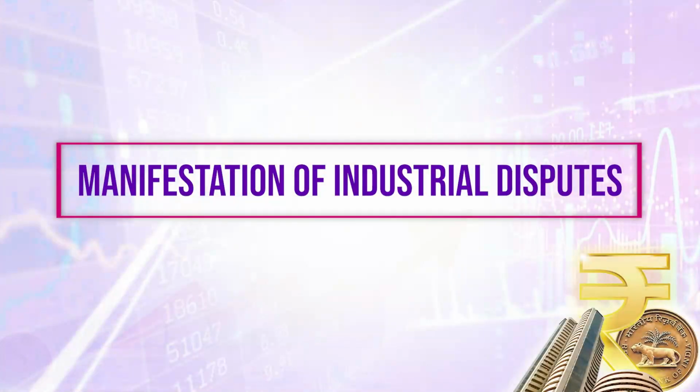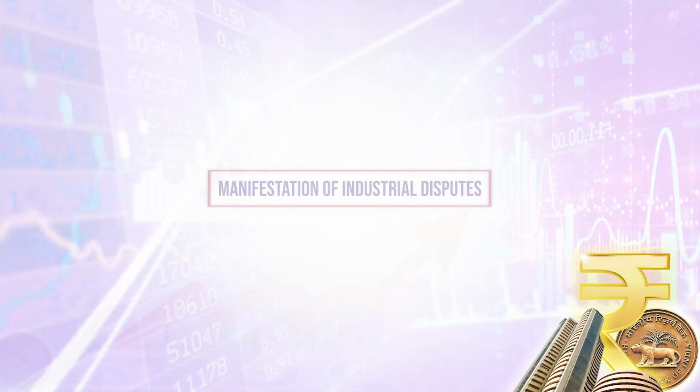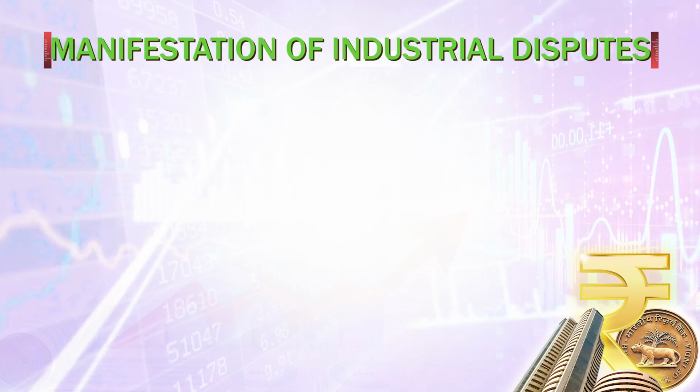So there is a relationship which falls down in the industrial unit, and when it falls down, there is an obstacle in the efficient production process, and the cost-effective production process does not take place. Now, industrial dispute manifests basically in two ways.